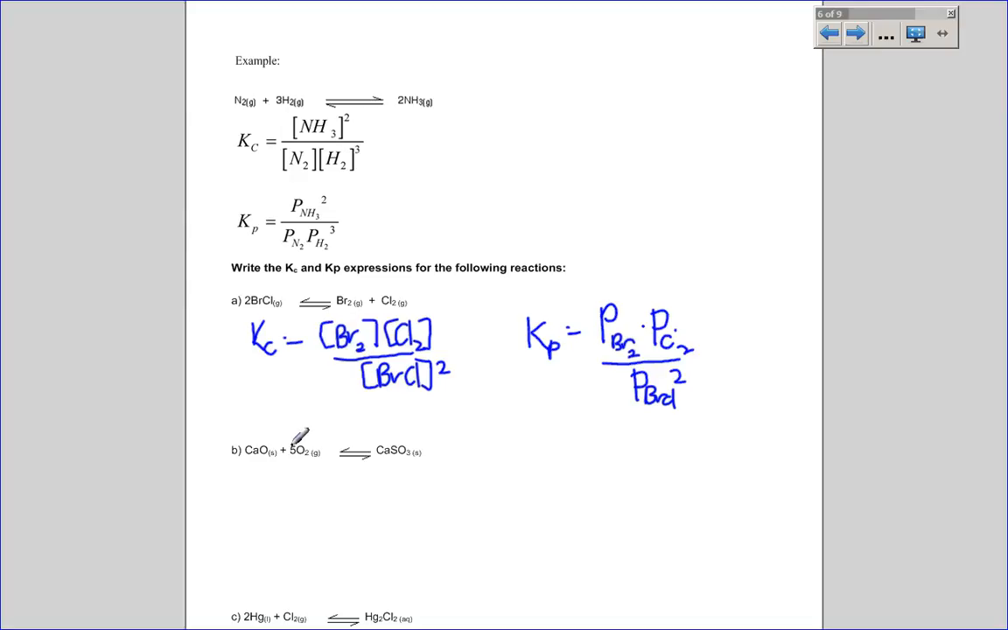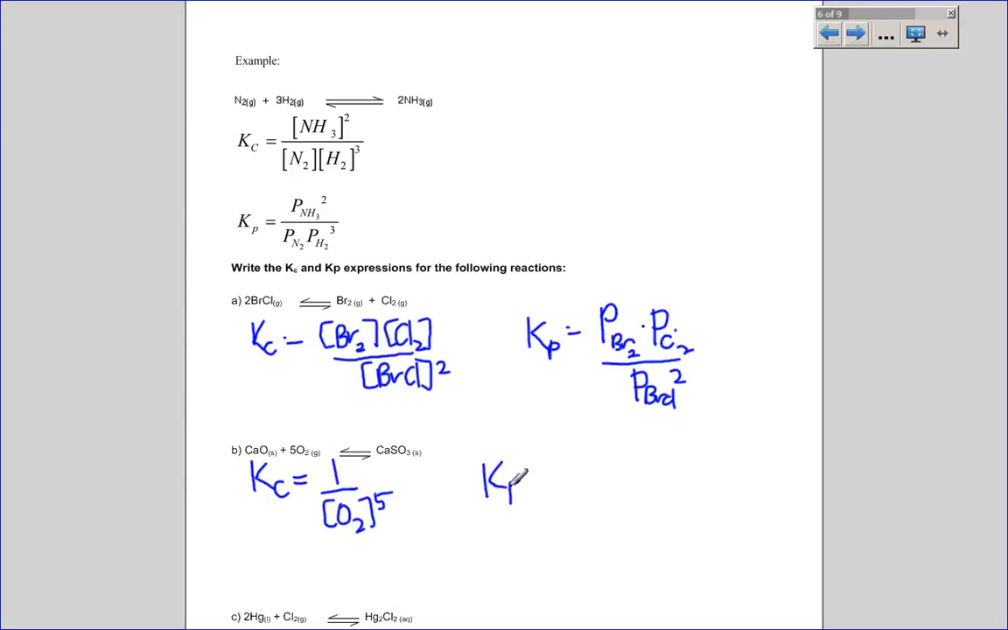In this second example, we've got a heterogeneous equilibrium. So we've got two solids. They will not be included in the equilibrium expression. We don't think of them as having a value of 0. We think of them as having a value of 1 in the equilibrium law. So for this one, it's going to be 1 over the concentration of O2 to the 5 because it's a reactant.